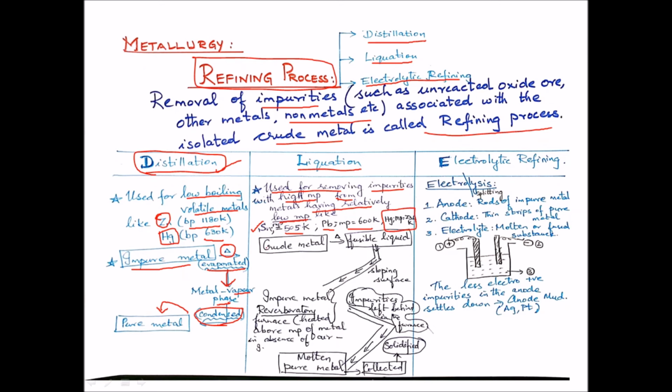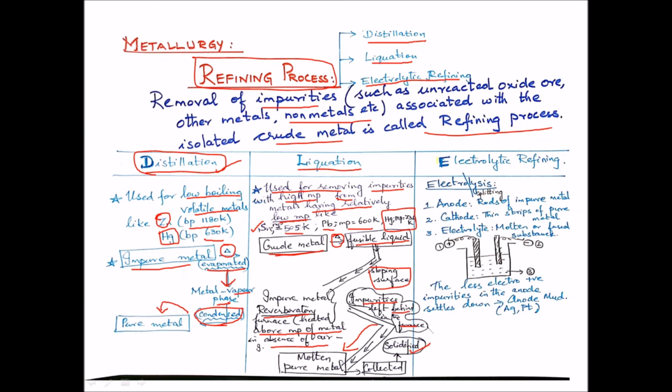In this liquation process, the crude metal, which contains the impurities, is heated at a very high temperature in a reverberatory furnace, above the melting point of the metal, in the absence of air. Now it forms a fusible liquid. This fusible liquid is allowed to flow on a sloping surface, where the impurities are left behind in the reverberatory furnace and the molten pure metal is collected and later solidified to get the pure metal.